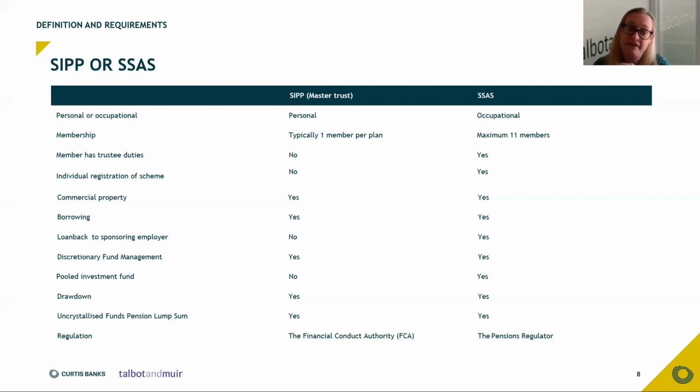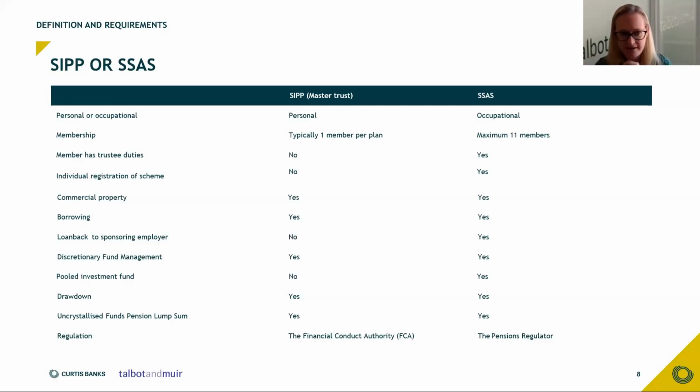The other similarity then is the retirement benefits and the type of retirement benefits that can be taken. They mirror each other, so you can take your tax-free cash, flexi-access drawdown, you can look at UFPLS, you can look at a phased option. So you've got those options right across the SIP and SSAS.